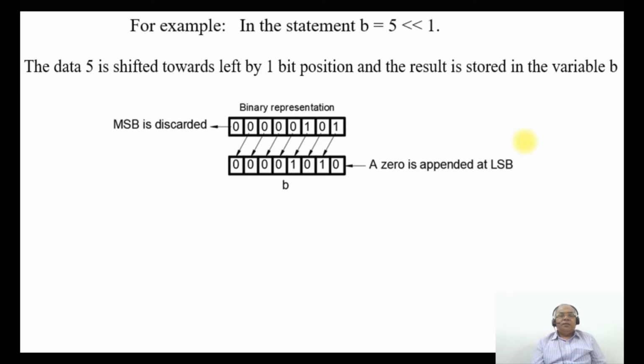For example, in the statement B = 5 << 1, the data 5 is shifted towards the left by 1 bit position, and the result is stored in the variable B. The binary representation of 5 is 101. Once you shift, a 0 is appended, so you get 1010. So the 0 is appended at the LSB.